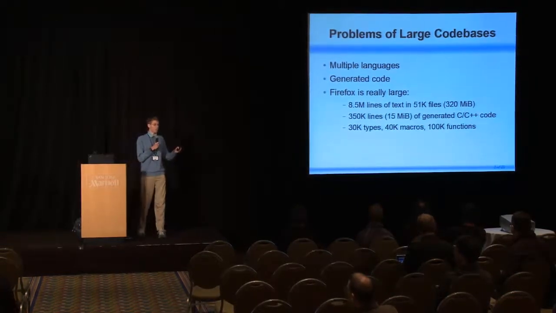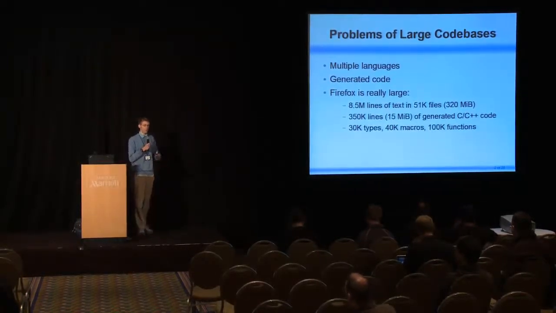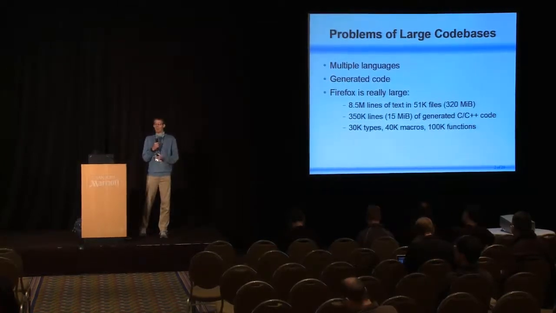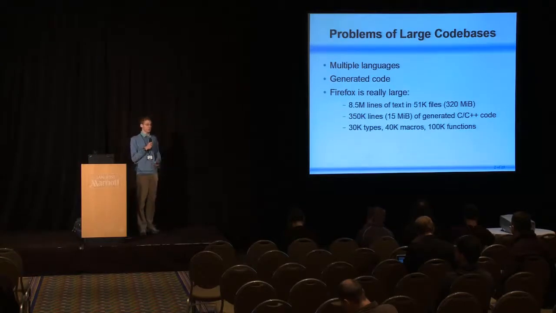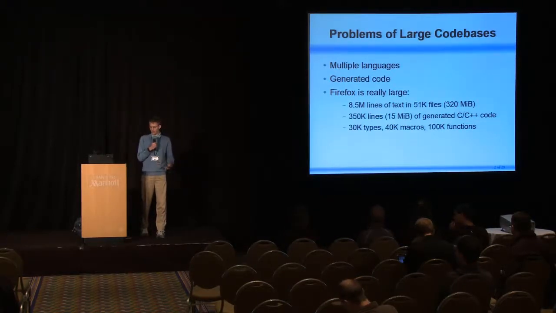Also, many very large code bases have multiple languages. For example, in Firefox, most of it is written in C and C++, but a large number of it is written in JavaScript, and there are even some portions in assembly. Or if you think about LLVM and Clang, where they use a lot of TableGen for ancillary definitions.